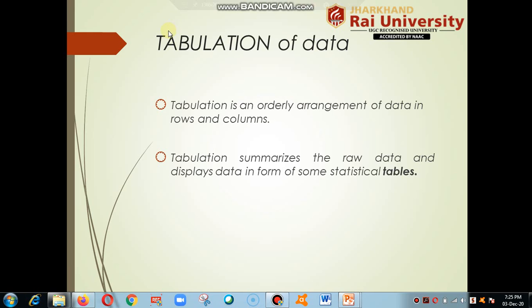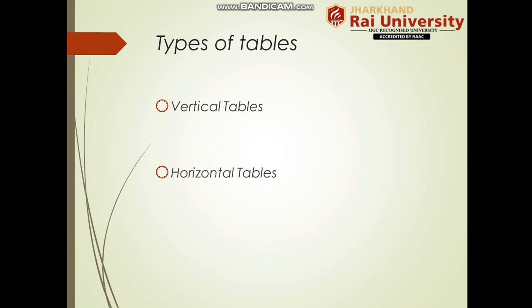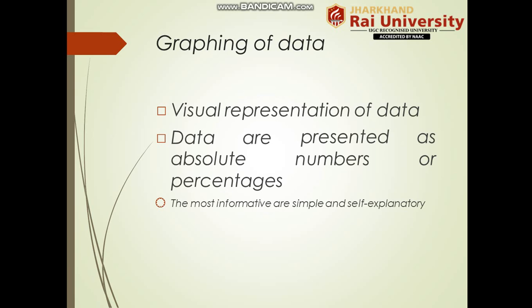Next comes the tabulation of data. Tabulation is an orderly arrangement of data in rows and columns. As we know, a table is a composition of rows and columns. Similarly, tabulation of data is done with the help of rows and columns, and tabulation summarizes the raw data and displays it in the form of statistical tables. So there are two types of tables. The first one is vertical tables and the second one is horizontal tables.